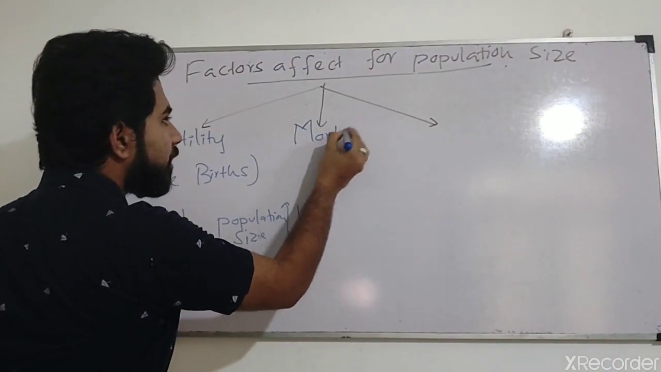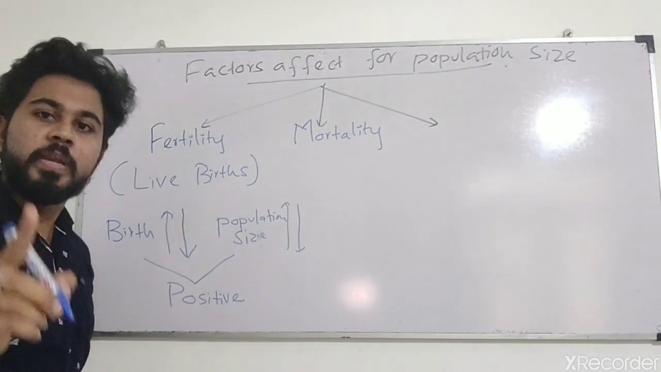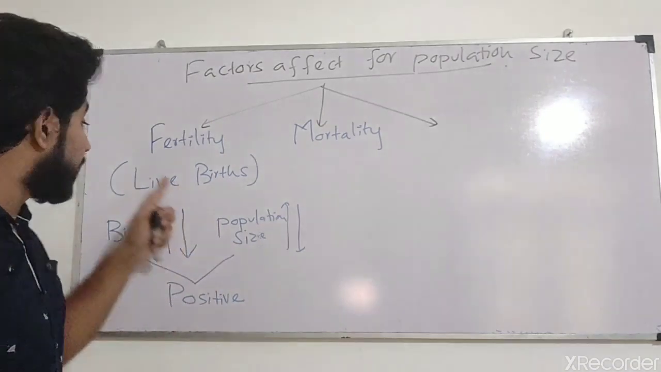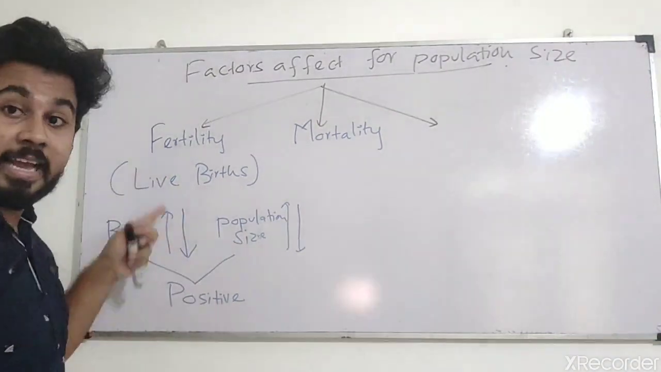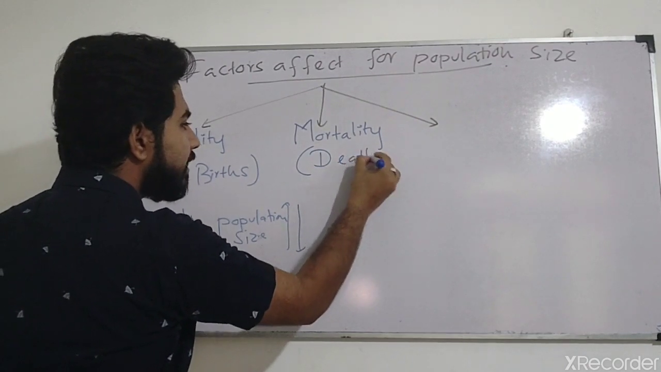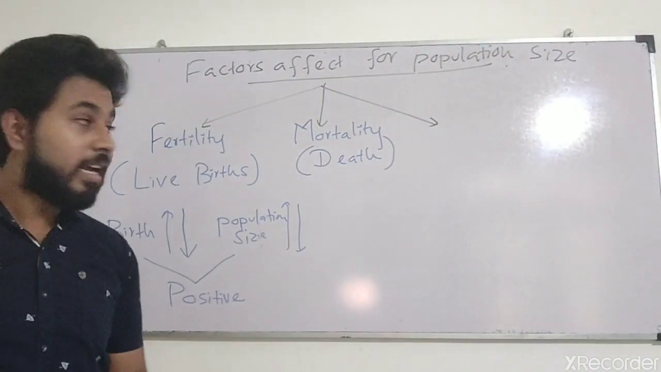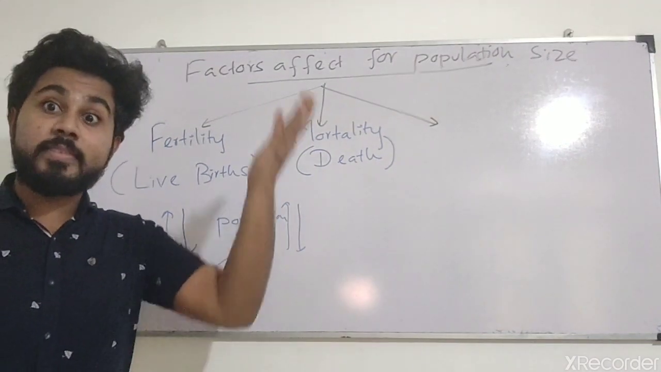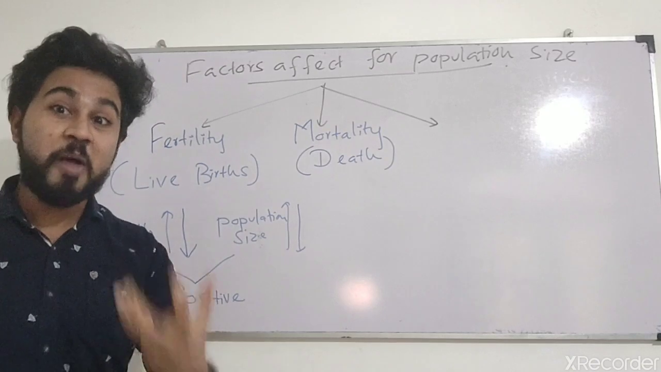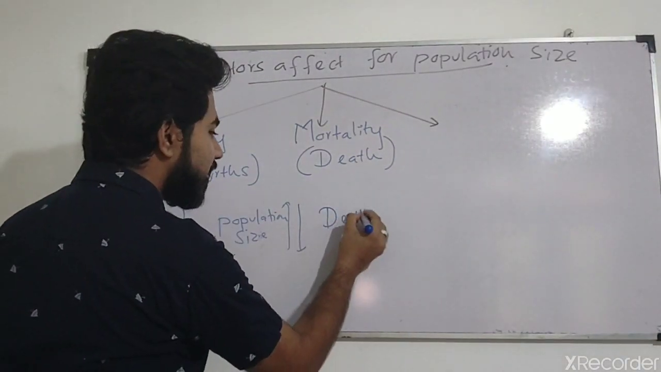The second factor affecting population is mortality. What do you mean by mortality, guys? Mortality is not the live birth cases, it is the death cases. Not births, death cases. Deaths, right? So if the number of deaths increases, if the number of death cases increases, what will happen to the population of the country?